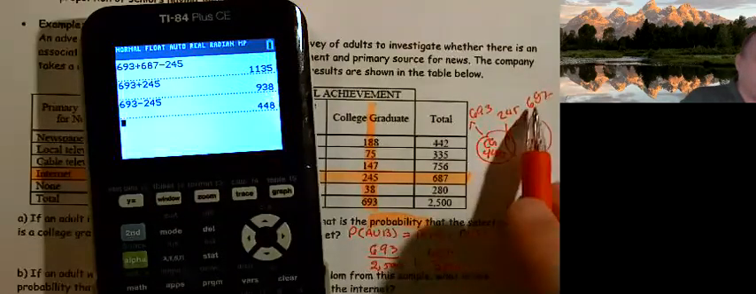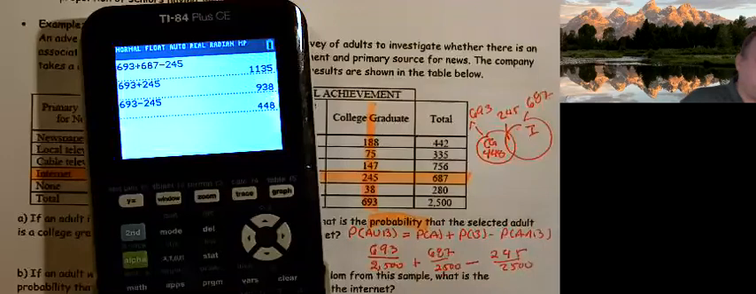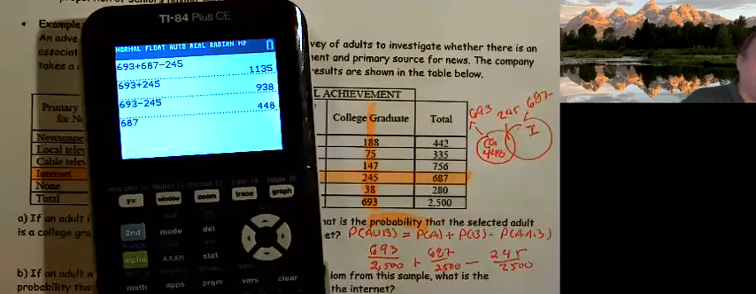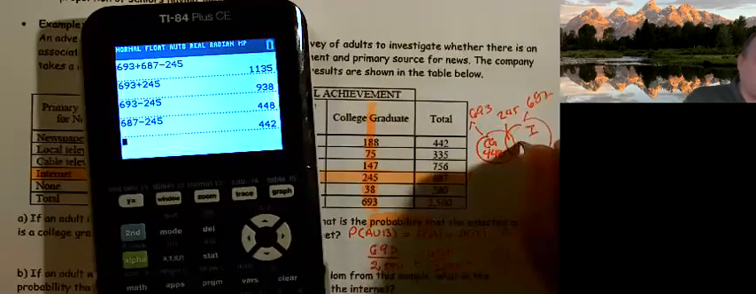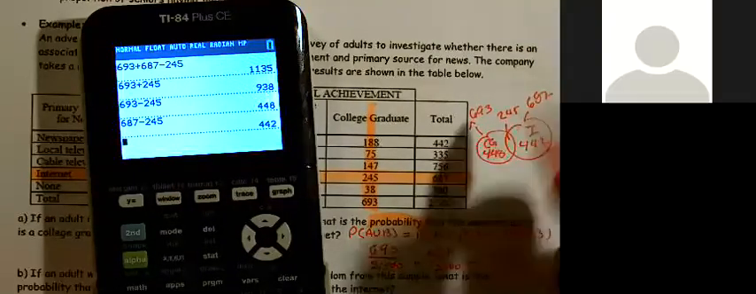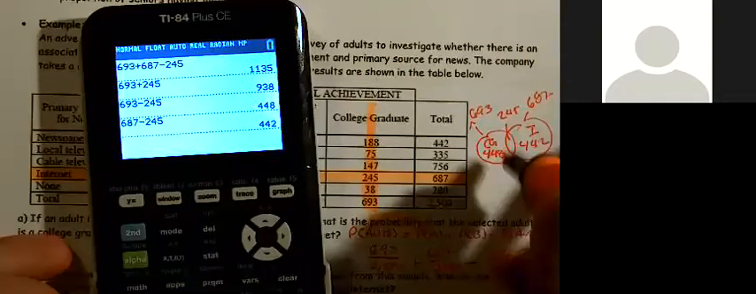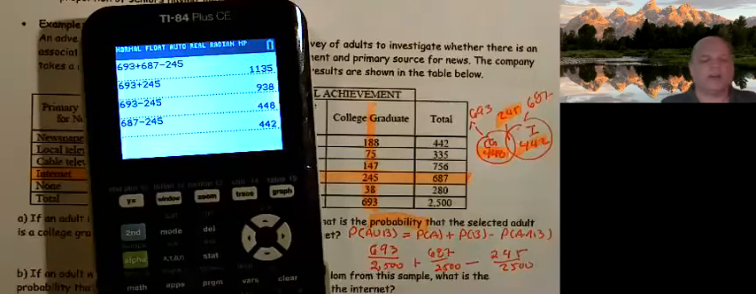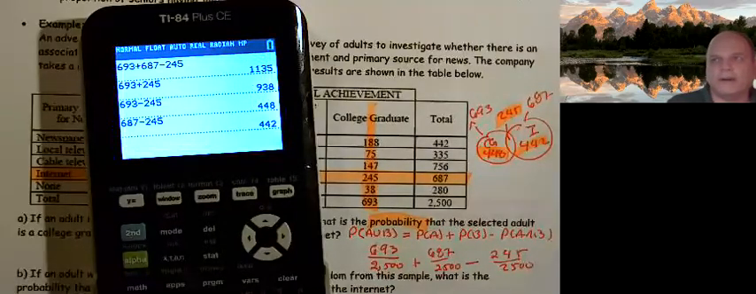Then we have those who use the internet. That's going to be 687. But of those, 245 are college graduates, so I need to subtract that out. And that's 442. And if I add up this number plus the overlap, so 448, 442, and 245, I actually find out how many students there are. The reason I have to do the subtraction is because if I don't, there'll be double counting. All right.